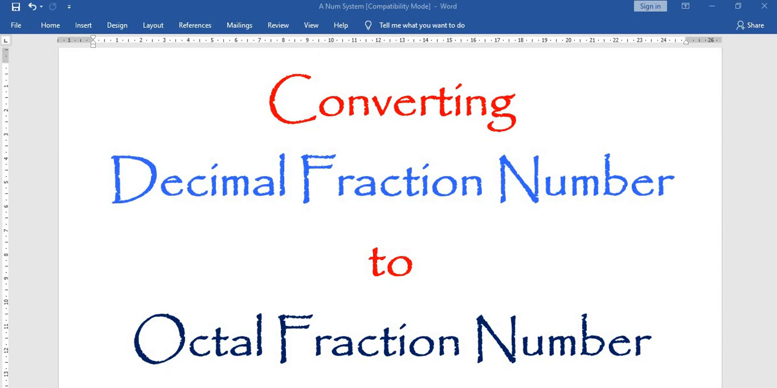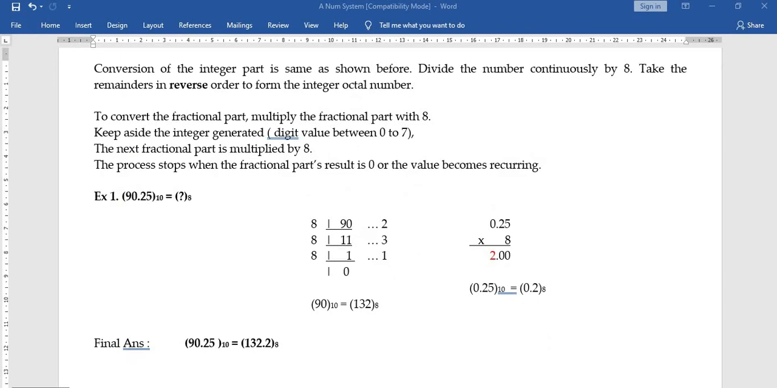Hello! Converting decimal fraction number to octal fraction number. So, let us see how. The conversion of the integer part is same as it was shown in the before examples. To divide the number continuously by 8, take the remainders in reverse order to form the corresponding integer octal number.